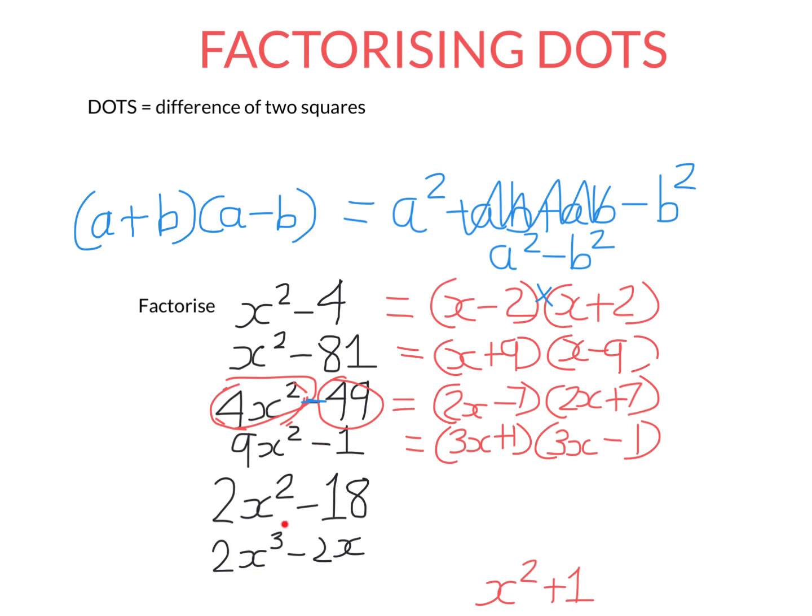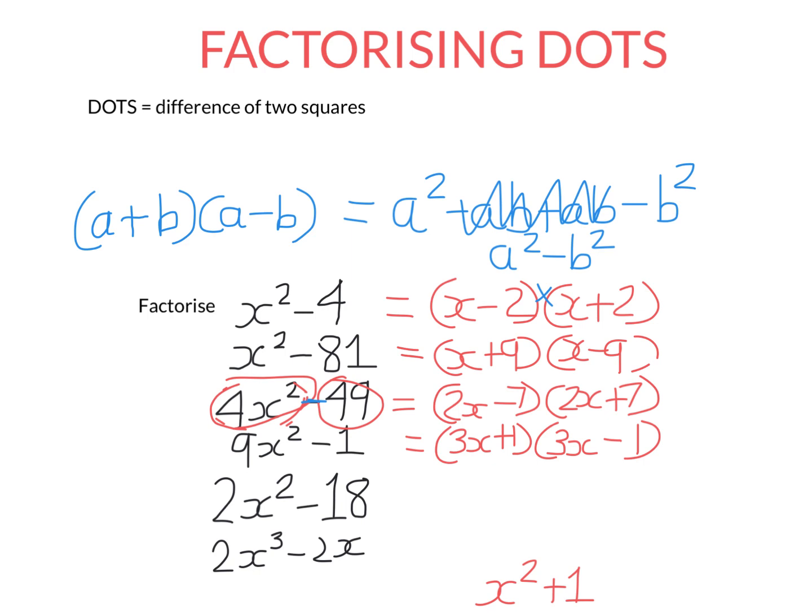So let's look at this one here. We have 2x squared minus 18. Problem is 2 and 18 are not perfect squares. There's no whole number you can multiply by itself to get to 2 or to get to 18. Remember, the perfect squares like 1, 4, 9, 16, 25, 36. These are not perfect squares. So how are we going to do this?